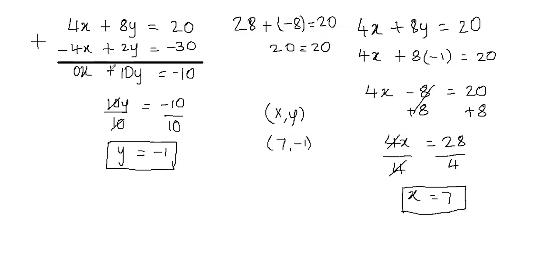Now I'm going to check for the second equation. So in the second equation, we'll plug in x equals 7 and y equals negative 1 and see if it satisfies the equation or not. So negative 4 times x, which is 7. Negative 4 times 7 is going to be negative 28. And then 2 times y, 2 times negative 1 is going to be negative 2. This should be equal to negative 30. Negative 28 minus 2 is equal to negative 30, and negative 30 is equal to negative 30. Since this point satisfies both the equations, we know that this will be the solution to the system of equations.